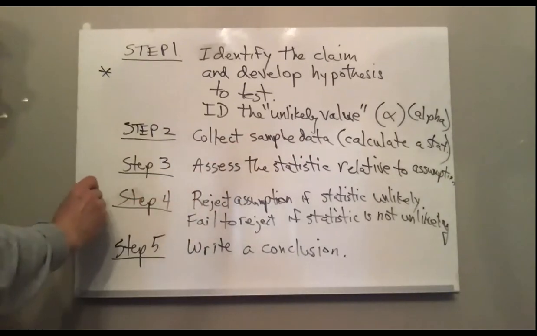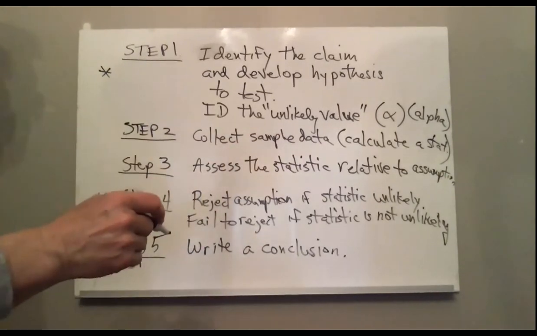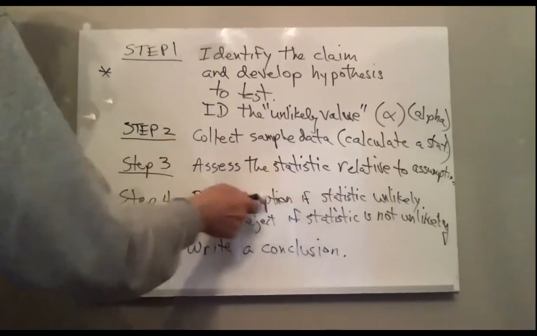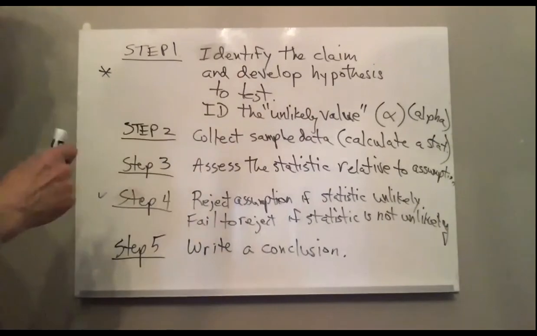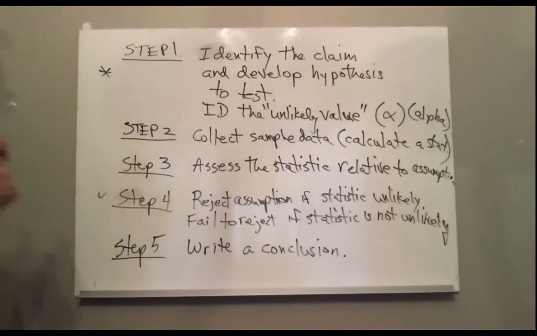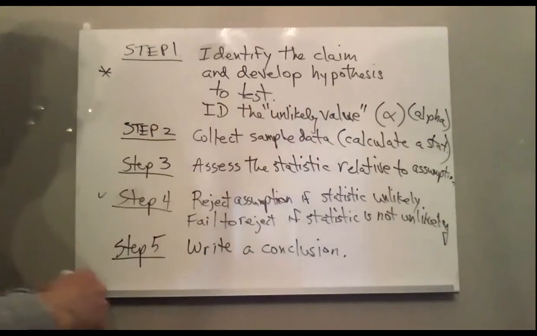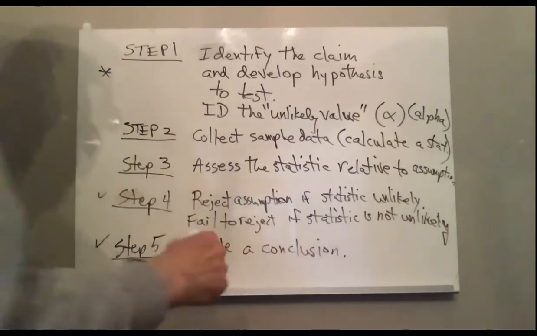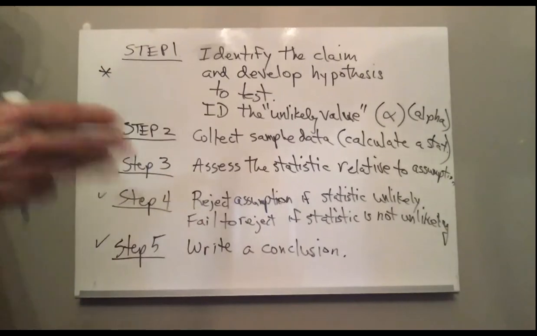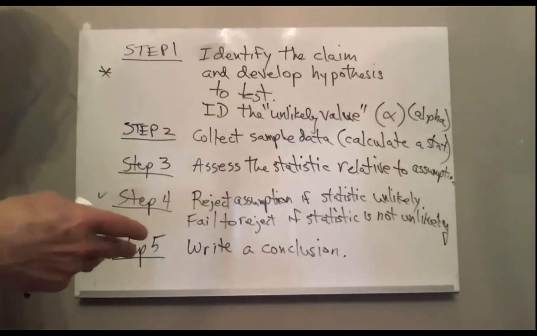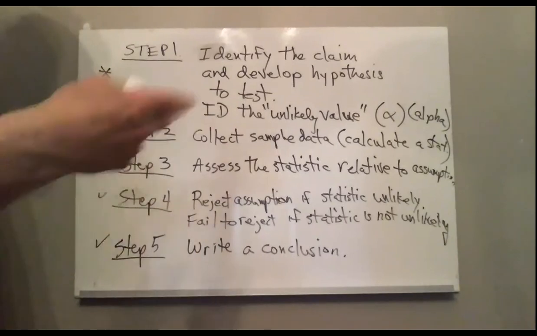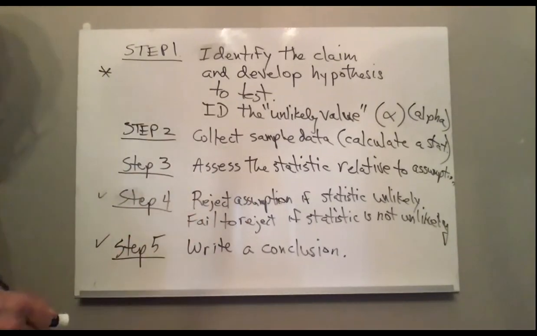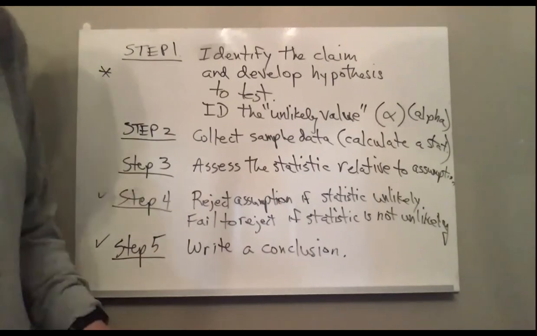And then this step 4 is going to be really straightforward and really short, because if we determine that it is unlikely, we're just going to say that we're rejecting the assumption or failing to reject the assumption. And finally, this is very simple too. We're going to write a conclusion, and we pretty much are going to have canned words for this. We just have to make sure that we've got the right set of words. So that is what we're going to be doing in the next video.